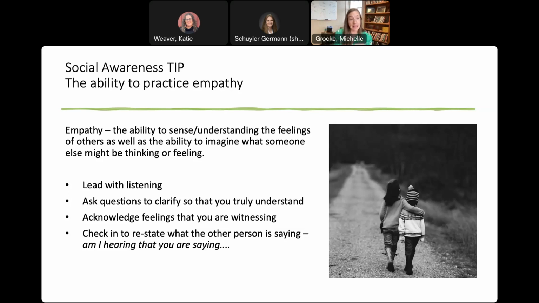And then lastly is check in to restate what the other person is stating. This is really helpful in building empathy between people. I'm hearing that you're saying X, and letting that person respond.